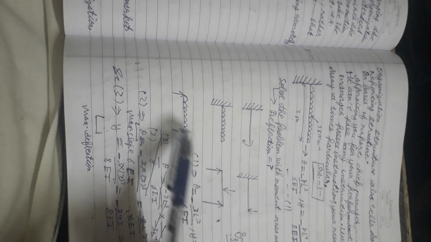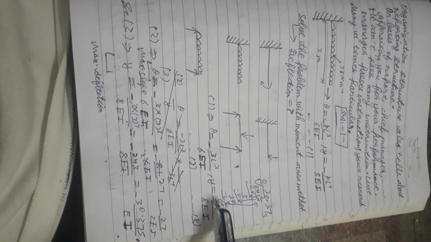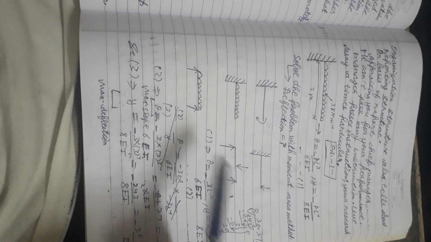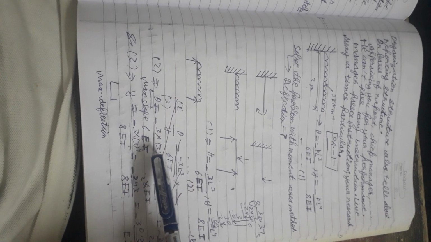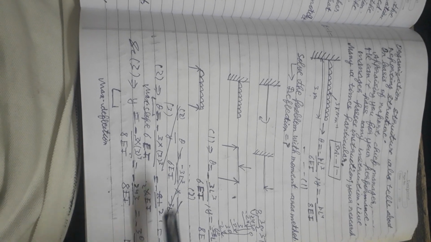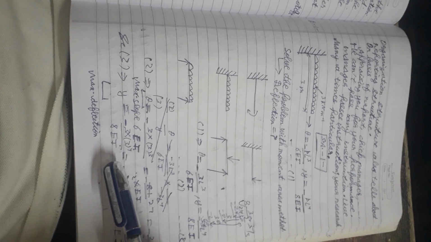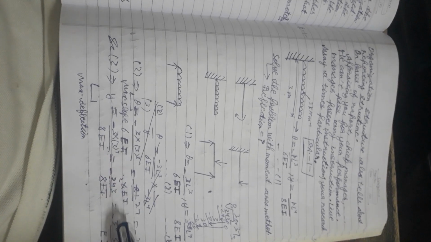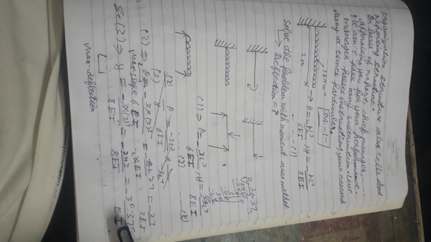For example, here this one is the condition. Theta is equal to minus 3L cube by 6EI. Y is equal to minus 3L to the power 4 by 8EI. This implies theta is equal to minus 3 into 3 cube divided by 6EI, which is minus 27 by 2EI. Y is equal to minus 3 into 3 raised to power 4 by 8EI, which is minus 243 by 8EI, which is equal to minus 30.375 by EI.